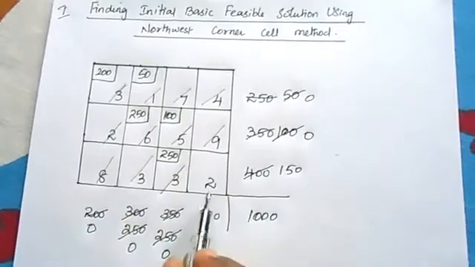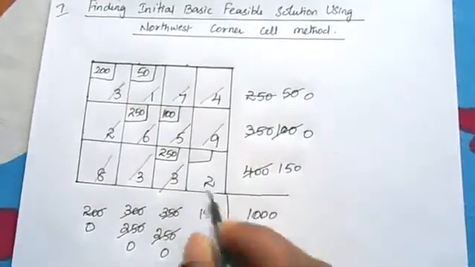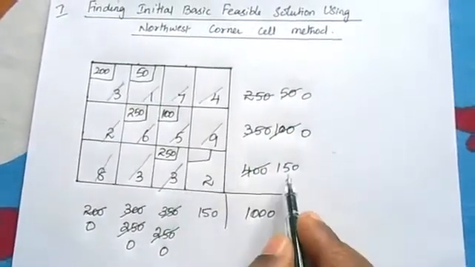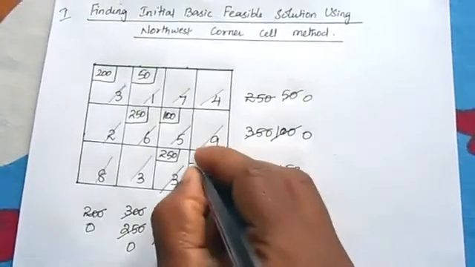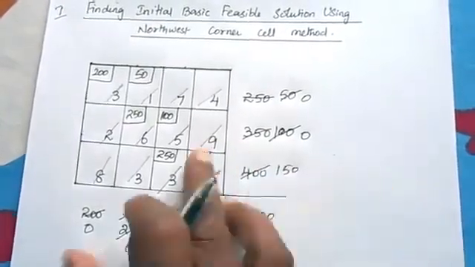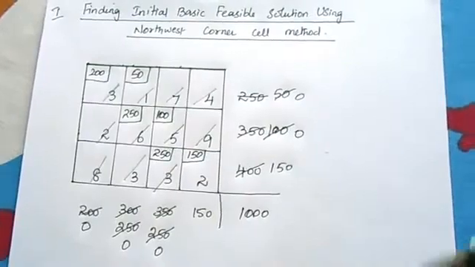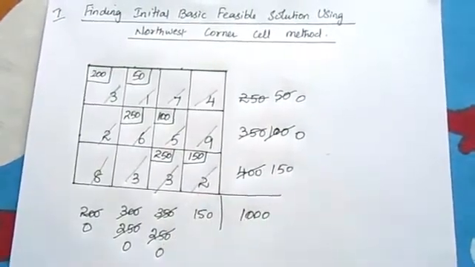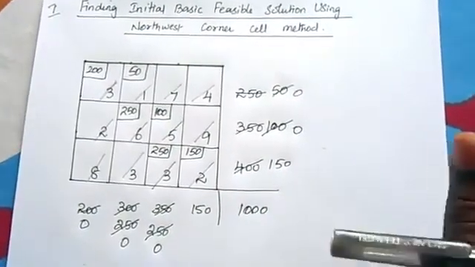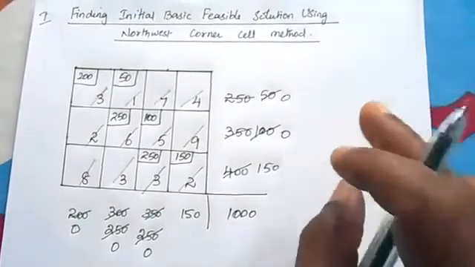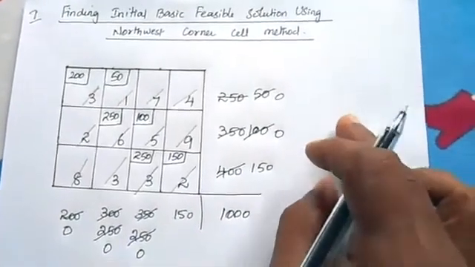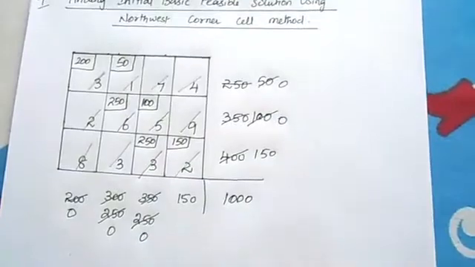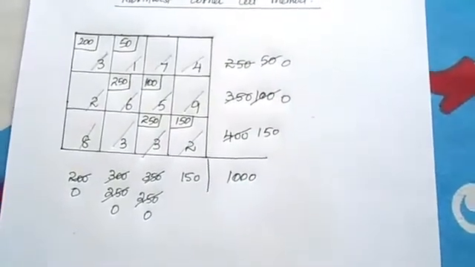So finally we have only one cell. Find the row and column value. Row value 150, column value also 150. So entire demand and supply is met. Okay. So now we need to find the answer. According to the northwest corner rule, this is the final initial basic feasible solution. Now we have to find the total cost of transportation.